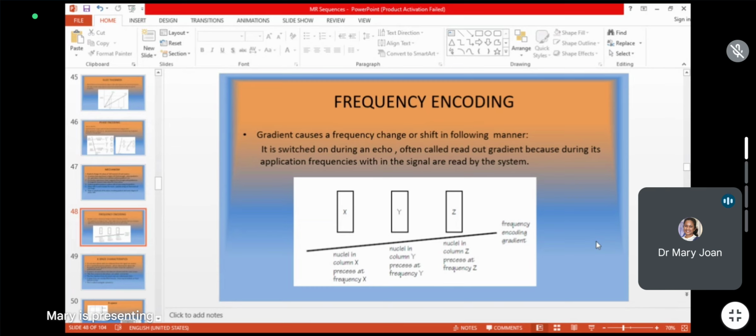So that is the frequency encoding gradient. Yesterday we saw that once we have the resultant of all the coils and the RF resonance, we get X and Y, the columns and rows, in a three-dimensional phase with respect to frequency. So we have the phase information and the frequency information for each slice.